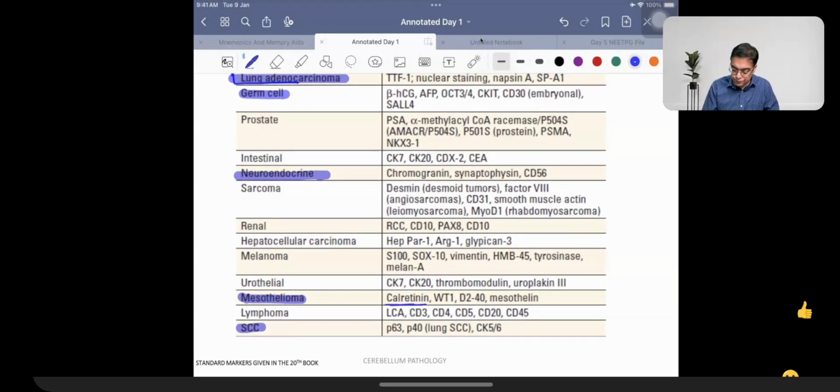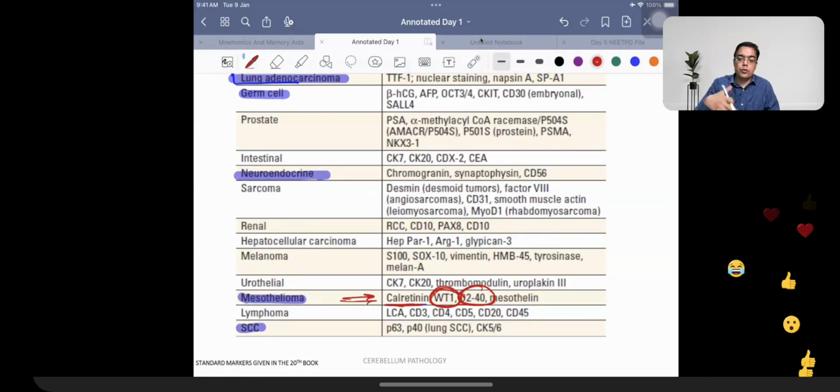So far as mesothelioma is concerned, this is what you need to keep in mind: calretinin, WT1. There's a 90% chance people will fumble if they don't have an idea. WT1, of course, is Wilms tumor 1, but apart from Wilms tumor it is also associated with mesothelioma. And you have a marker like D2-40. Very, very important.